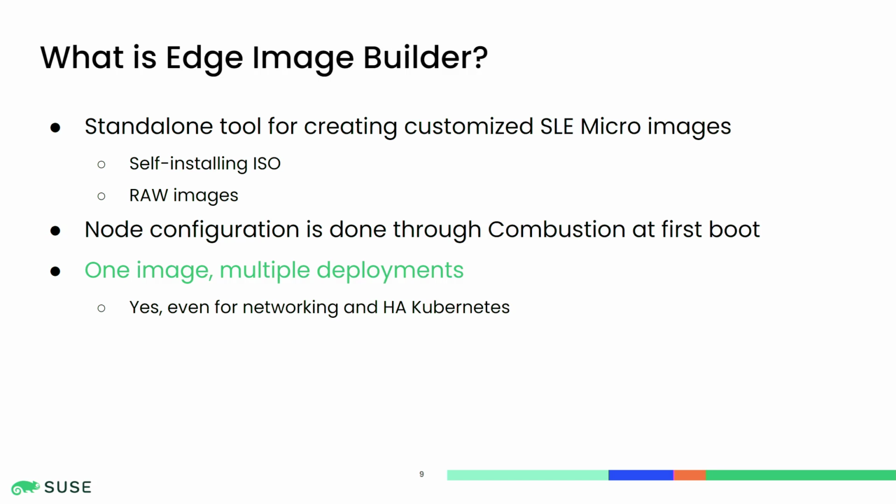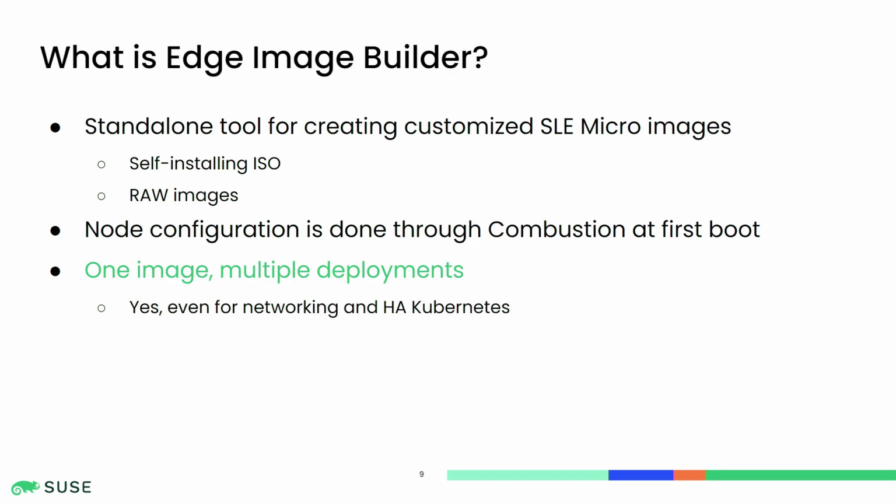Last but not least, a very bold statement here that we have in green. When we talk about Edge Image Builder, we obviously are able to solve problems with a single image for standalone clusters, standalone environments, standalone nodes. However, its main strength is within the option to create and build a single image and use that very same image across multiple different deployments.